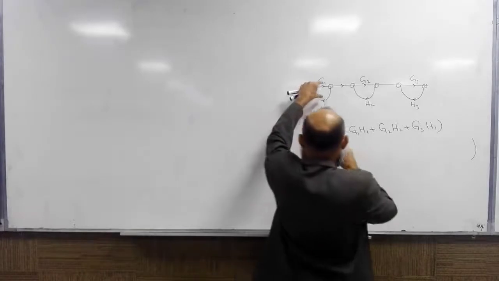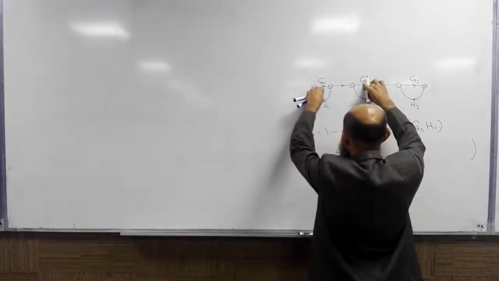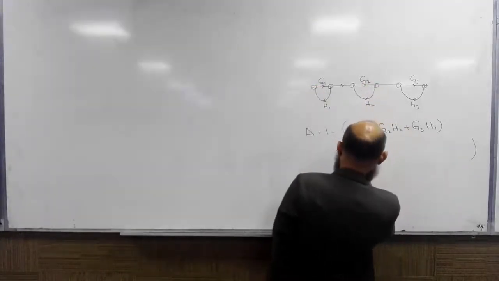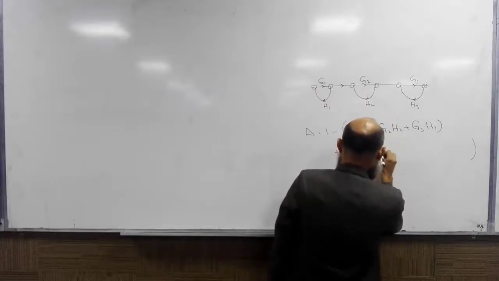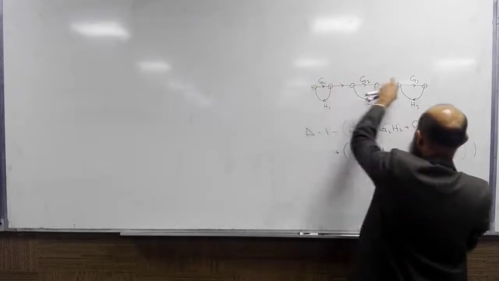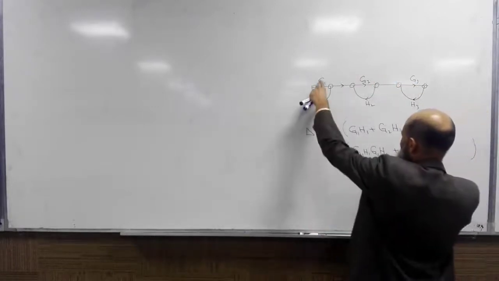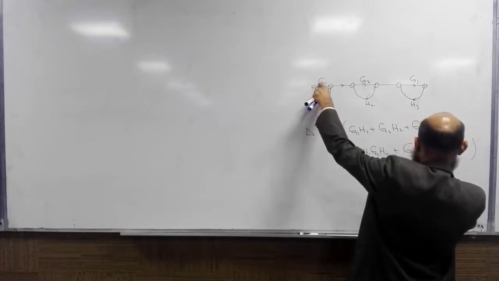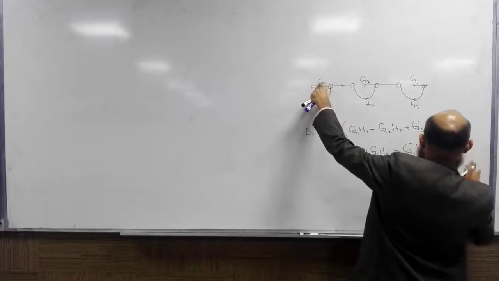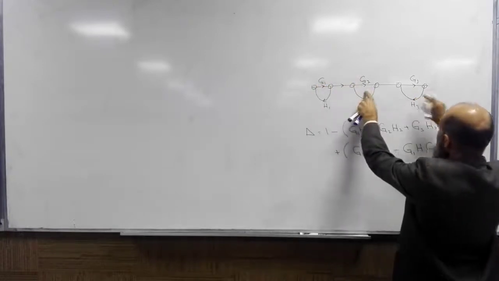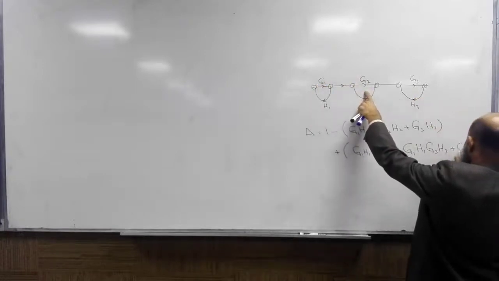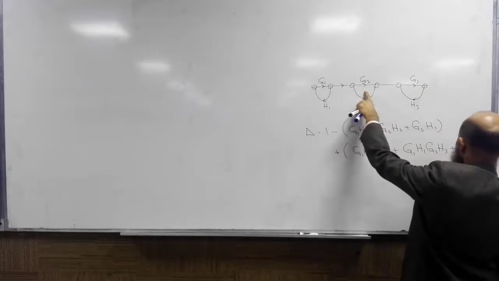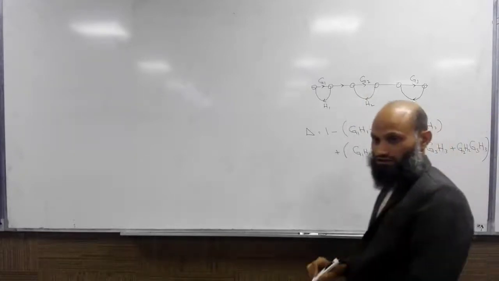For example, this loop is non-touching loop with this one. So what is their gain product? G1, H1, G2, H2. This loop is also non-touching loop with this one. So G1, H1, G3, H3. And this one are also non-touching loops. So G2, H2, G3, H3, right?